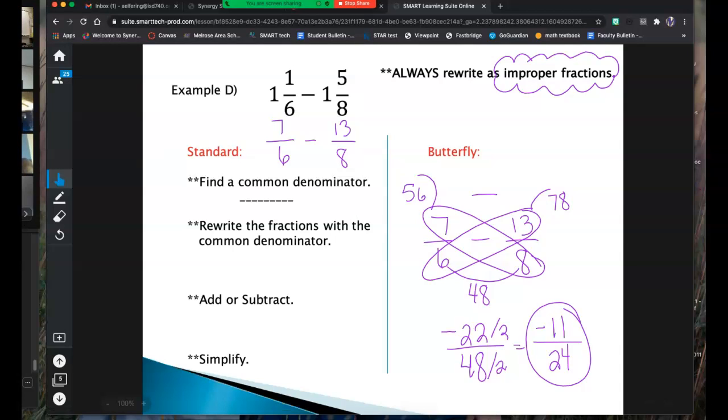Questions there? Okay, your guys' turn. I'm going to have you try some. Now, I don't care which method you use. Personally, I choose the butterfly method because it's pretty quick and everything's kind of in one spot. Okay, so I'm going to give you a problem.